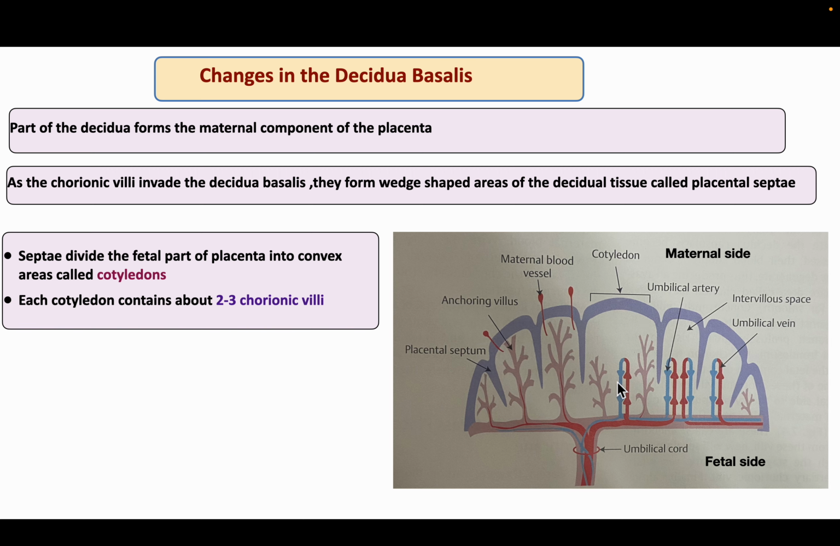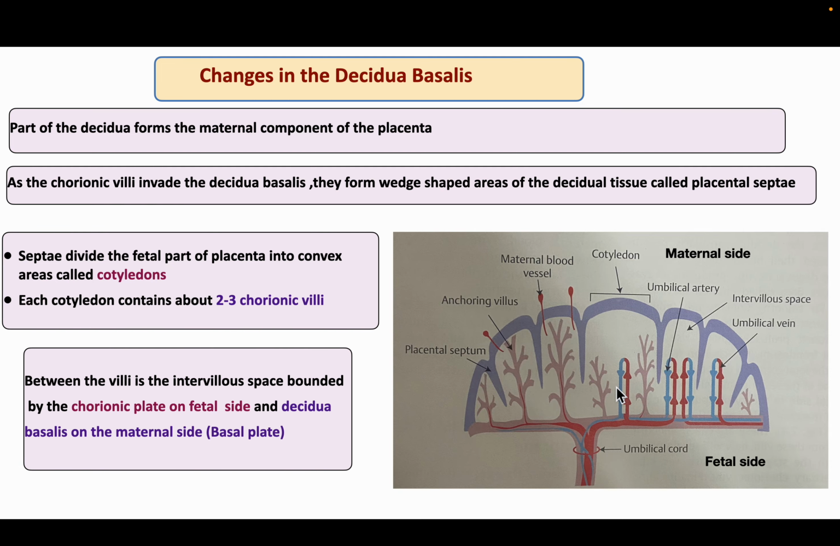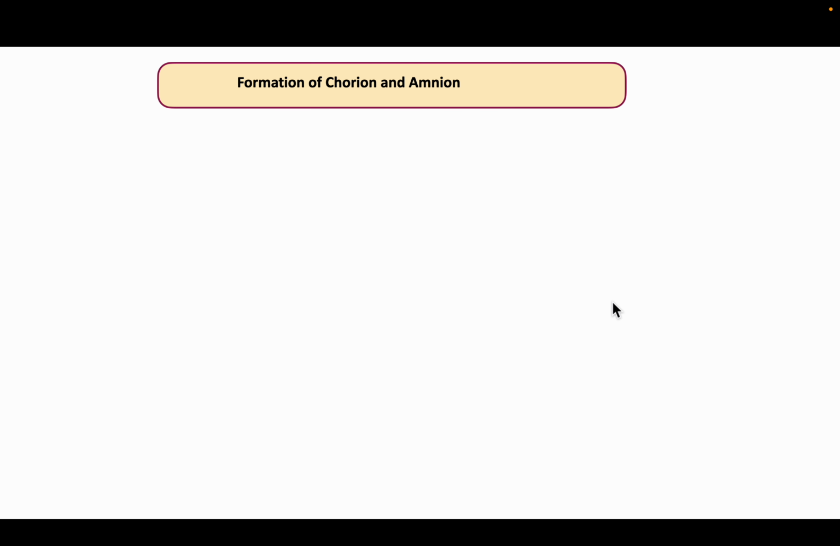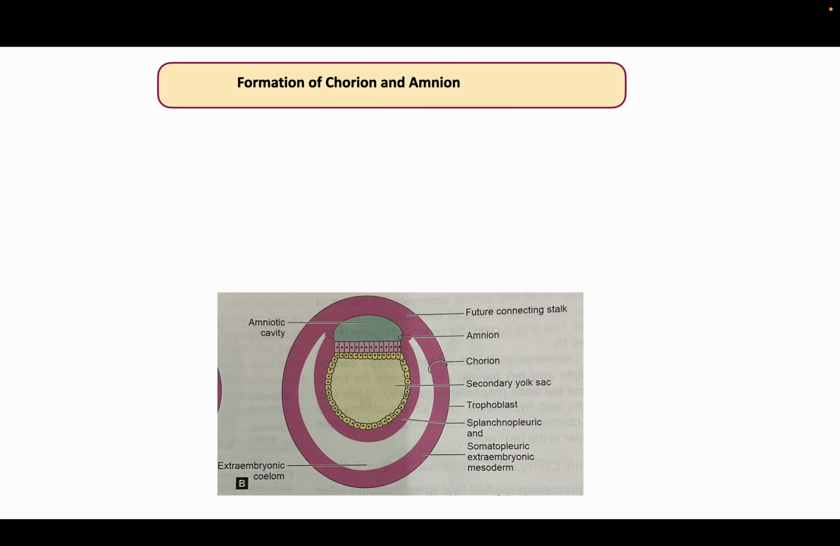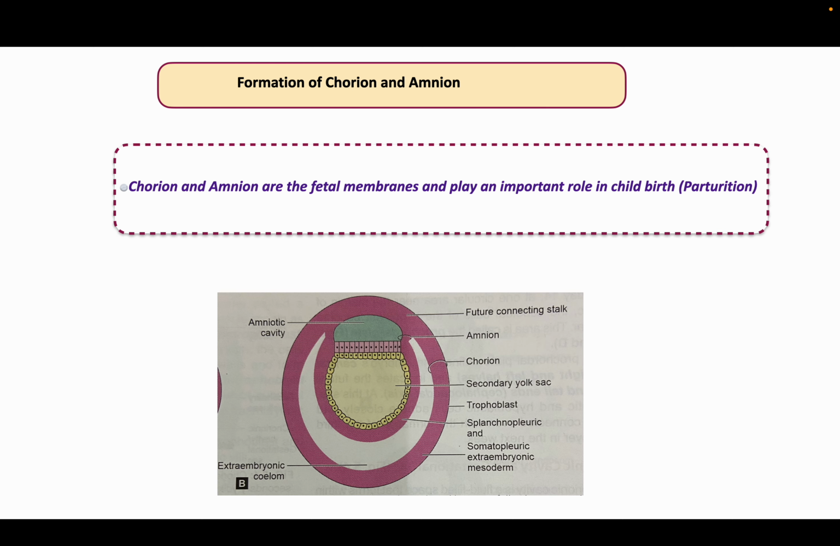Each cotyledon contains about 2 to 3 chorionic villi. Then between the villi is the intervillous space bounded by the chorionic plate on the fetal side. So this is the chorionic plate, and decidua basalis on the maternal side, which we call the basal plate. Now coming to the formation of the chorion and amnion. Chorion and amnion are the fetal membranes and play an important role in childbirth, that is parturition.